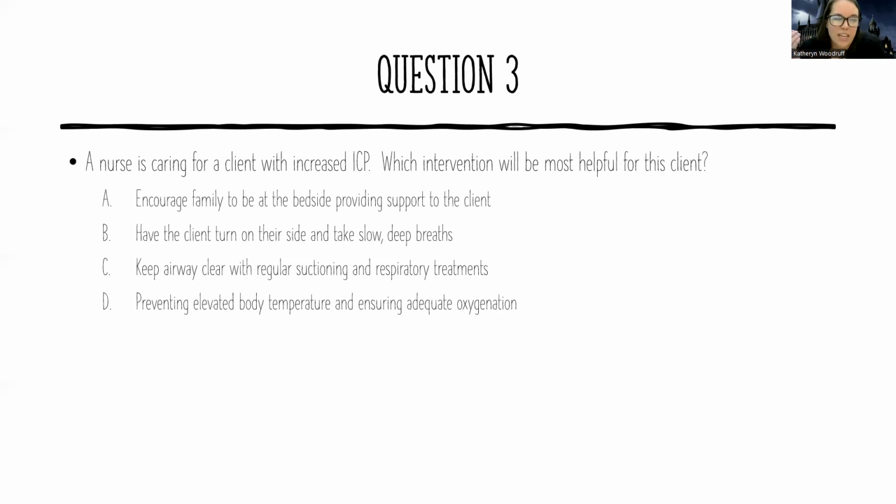So then I'm choosing between having the client turn on their side and take slow, deep breaths, or preventing elevated body temperature and ensuring adequate oxygenation. Out of these two, which is less stimulating and most helpful for ICP? I'm going to go with D because fevers increase your metabolism, which incredibly worsens your ICP. And adequate oxygenation is so key for these patients. Oxygen is a vasoconstrictor, so it helps counteract some of that vasodilation. Also, if I have increased ICP, I'm usually low or have some sort of deficit. I'm healing from something when it comes to oxygenation, so I might need a little bit extra love.